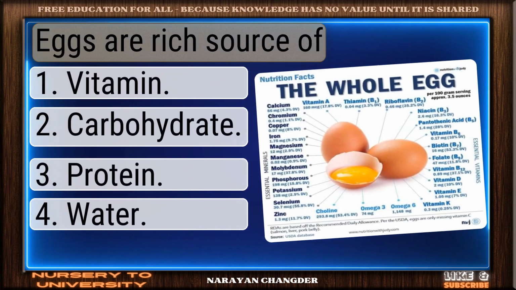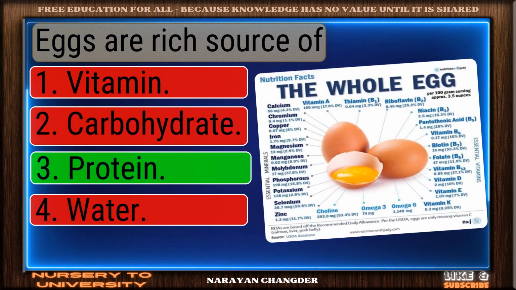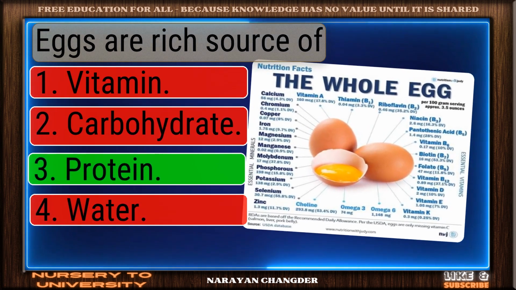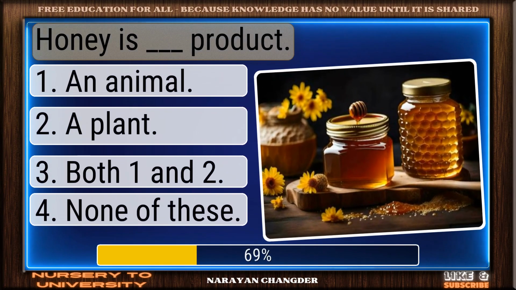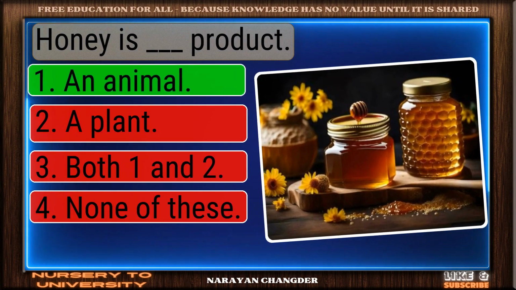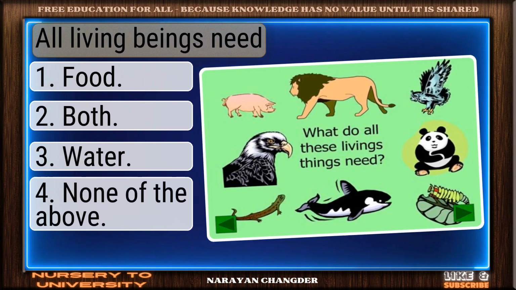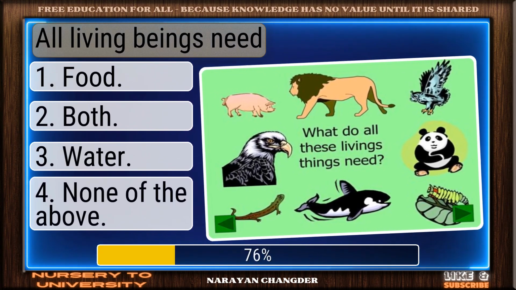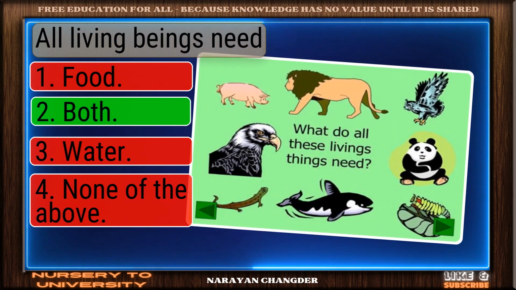Eggs are a rich source of. Bravo. Protein is the answer. Honey is dash product. Excellent. An animal is a brilliant choice. All living beings need. Strong choice. Both is the right answer.